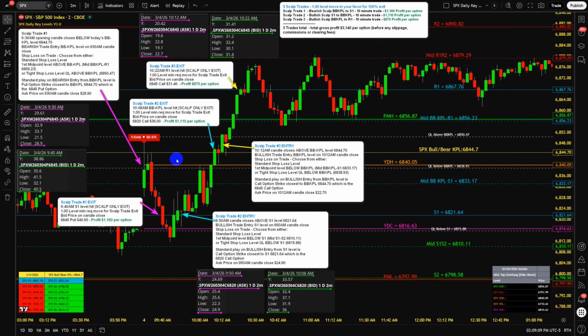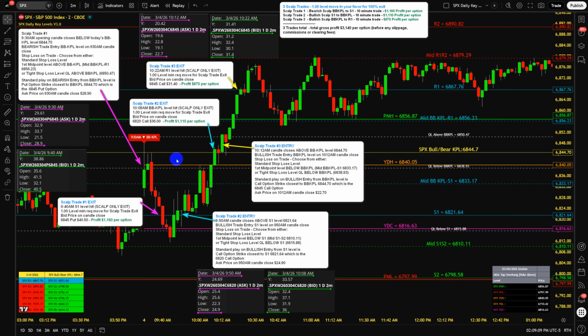Now, this 9:30 a.m. opening candle trade is an optional trade under using this indicator. It's not mandatory that you take the opening candle trade. However, for those people that prefer to get into the action right off the bat, right with the 9:30 a.m. opening candle, this alert helps you gauge whether to get into either a bullish entry or a bearish entry if you're going to take an entry on that particular candle.